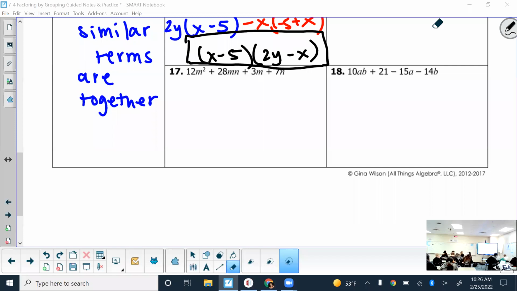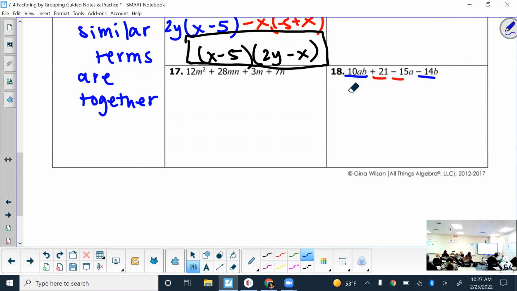All right, for 18, what terms did you pair together? 10ab is similar to negative 14b. I have seen someone pair it with the negative 15a, but then if you do that, there's no GCF between the 21 and this one. So it does have to be these two, the ones with the b's. I think the variables are the most helpful. All right, and then the other two get paired together.